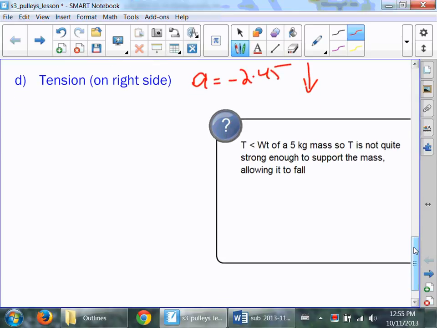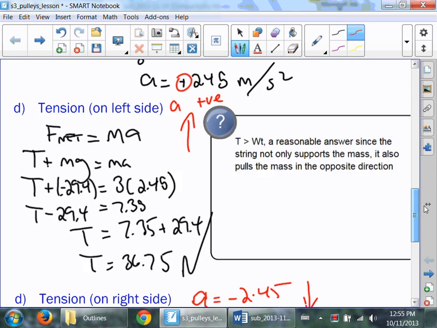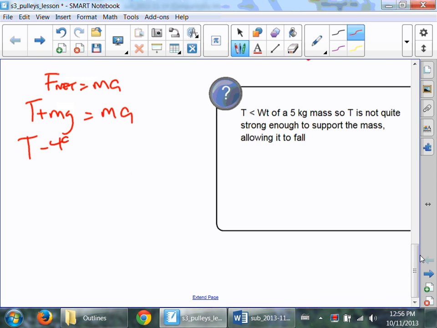So, we'll use the same formula. F net equals mass times acceleration. F net is the tension plus mg equals mass times acceleration. And we already know what that mg is because we calculated that at the very beginning. That is negative 49. We know that the mass is 5 and the acceleration is negative 2.45.